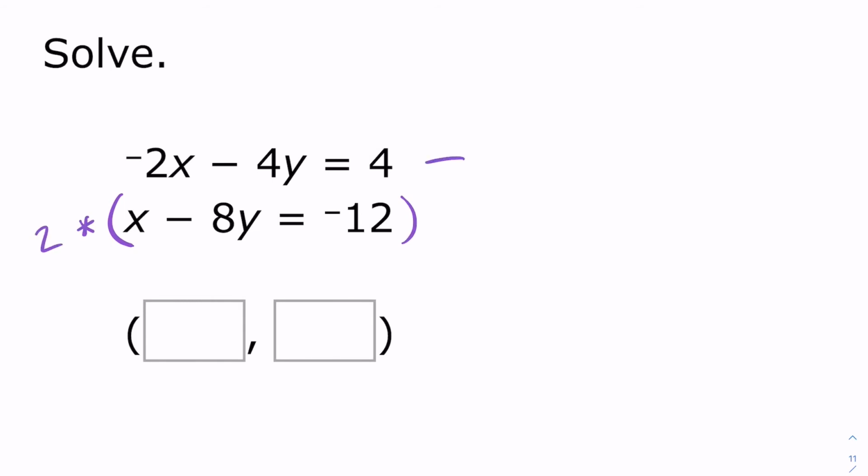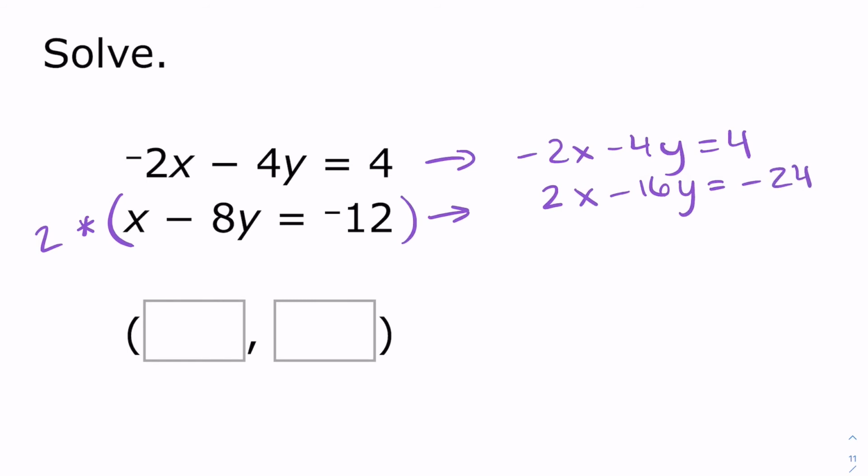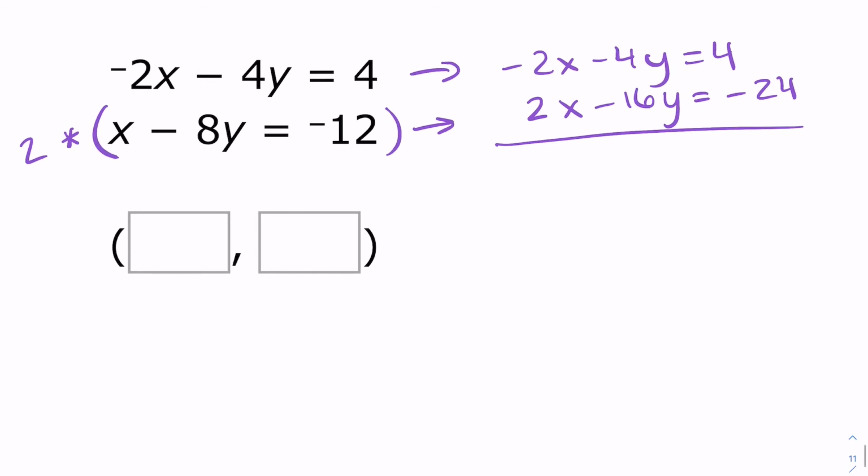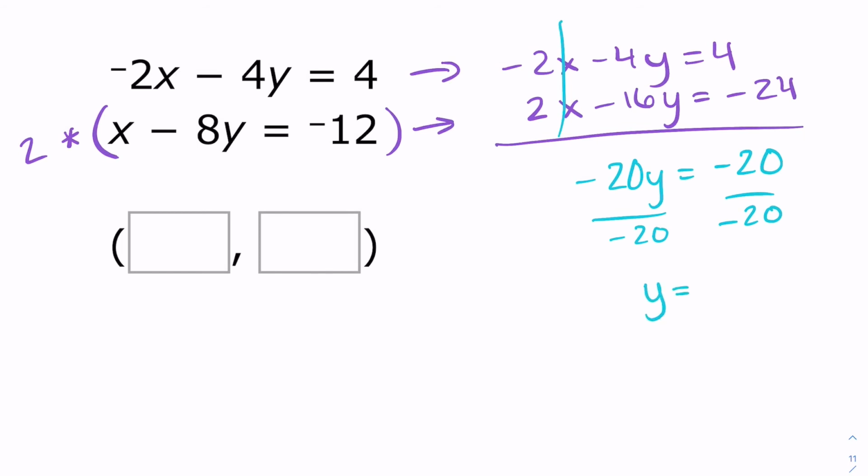and watch what happens. So here I have negative 2x minus 4y equals 4. I'm just rewriting it. And in this one, I have 2x minus 16y equals negative 24. And when I add these together, oh, look at that. We eliminate this, and I get negative 20y. And here I get negative 20. Oh, that was really nice. So now I'm going to divide both sides by negative 20 to solve for my y. And I get y equals 1.